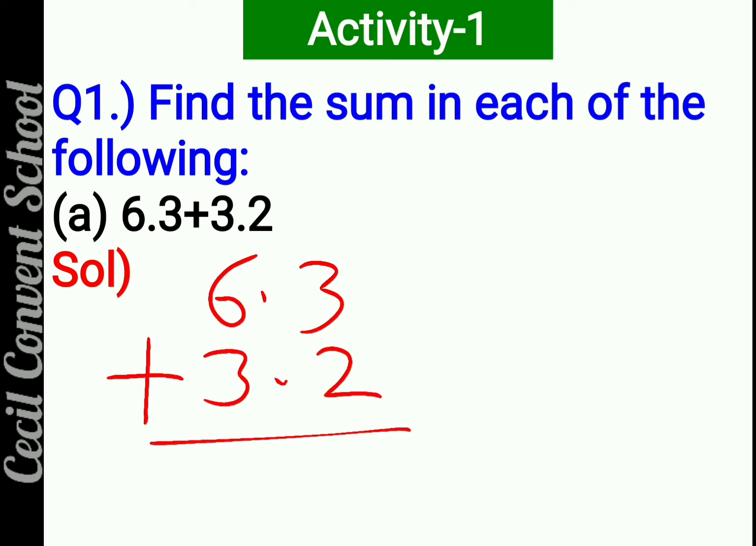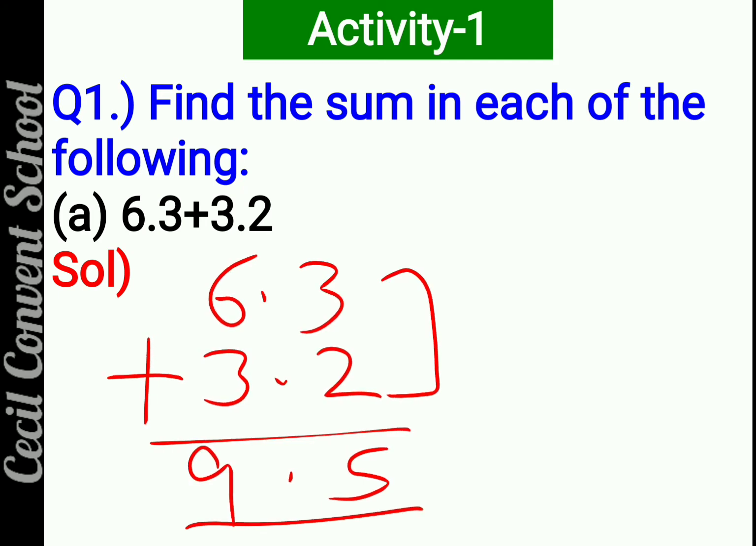Now the decimal will come down below the decimal only. Clear? Then we will add them. 3 plus 2 is 5, so we put 5 down below it. Then put the decimal there. Then 6 plus 3 is 9. So the answer will be 9.5. Clear?